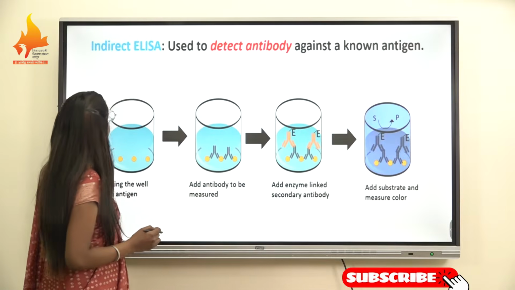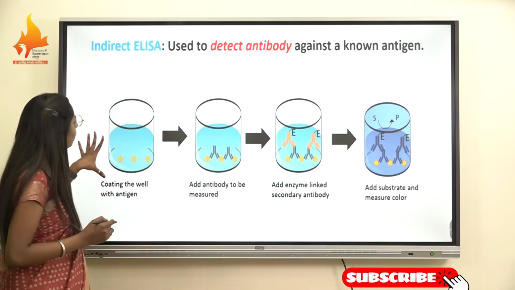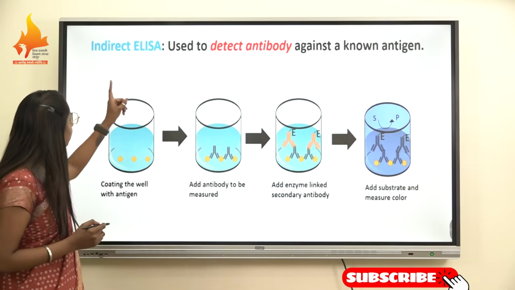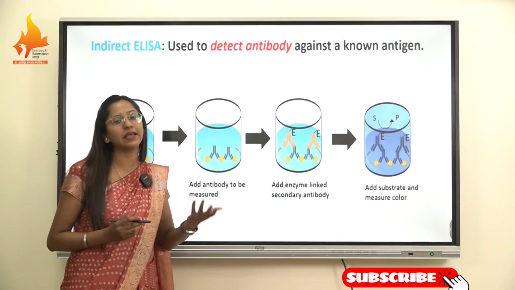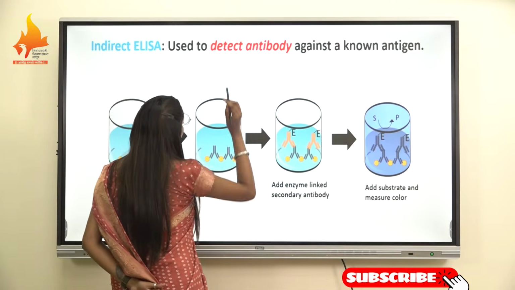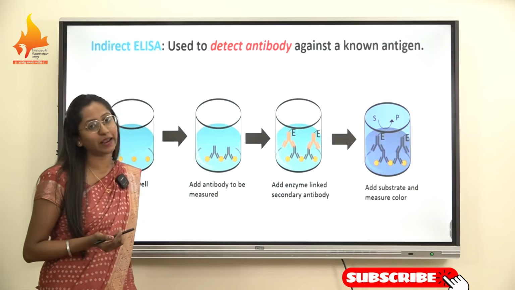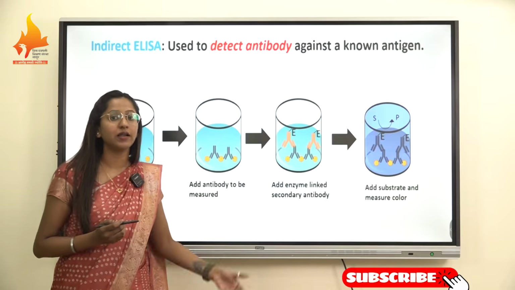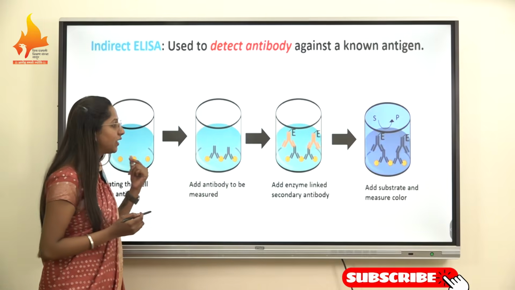Moving forward to the next type, that is called indirect ELISA. We'll go directly to the diagrammatic representation, with the help of which you will be able to identify how the indirect ELISA method is carried out, right? As you can see here, it is a technique used to detect a particular type of antibody against a known antigen, as we have discussed earlier from that image.